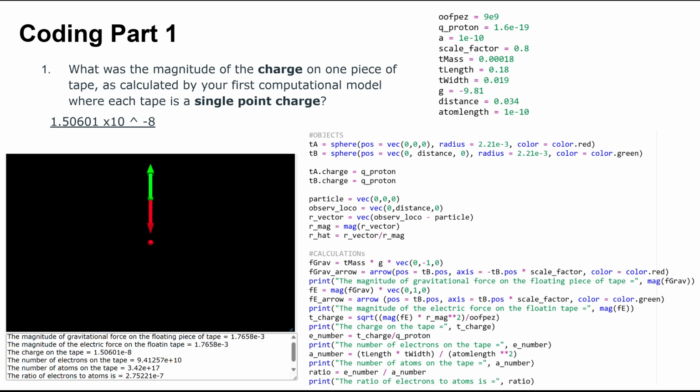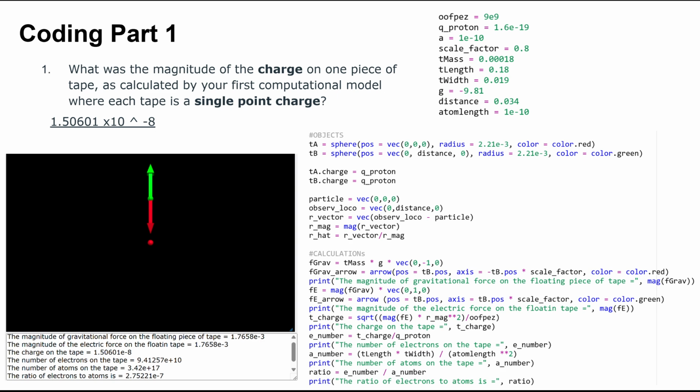And regarding coding for part 1, you can see I have all the variables listed on the right hand side, which is easy to use when calculating using the formulas on the bottom. You can see that we were able to calculate the magnitude of gravitational force, the magnitude of electric force, the charge on the tape, the number of electrons, the number of atoms, and the ratio of electrons to atoms.